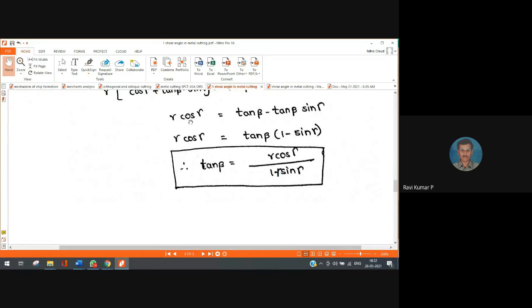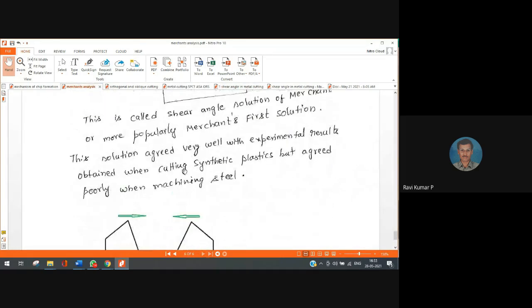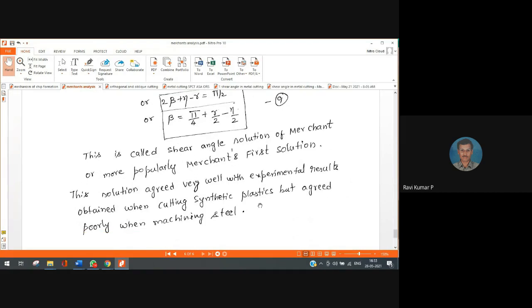Right? Next, when I try to understand what is the accuracy of this solution, this shear angle solution beta is equal to pi by 4 plus gamma by 2 minus eta by 2. This first solution had some difficulties. It is perfectly agreeing with synthetic plastics. Synthetic plastics cut చేసినప్పుడు పర్లేదు, లేనప్పుడు స్టీల్ అట్లాంటి వాటికైతే కొంచెం డీవియేషన్, small amount of deviation is observed.